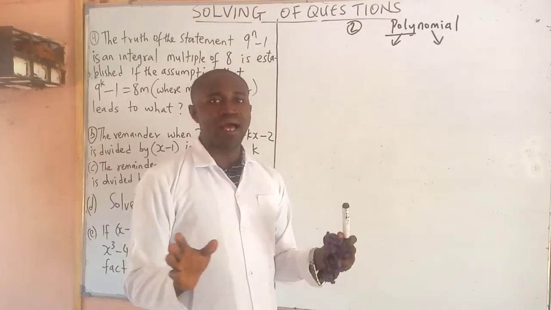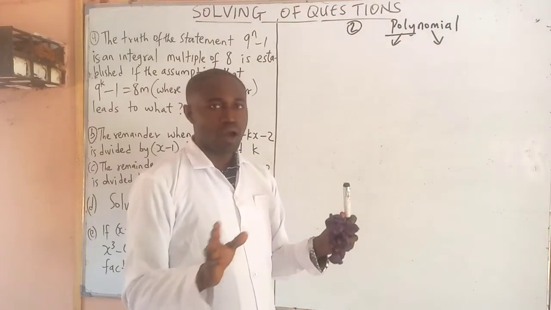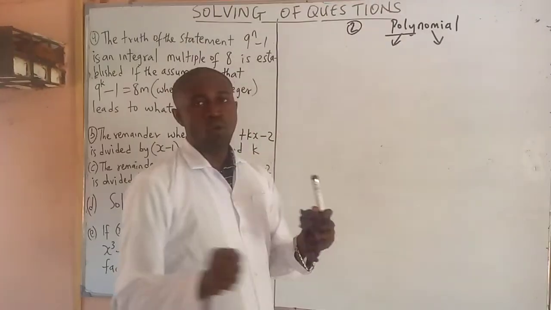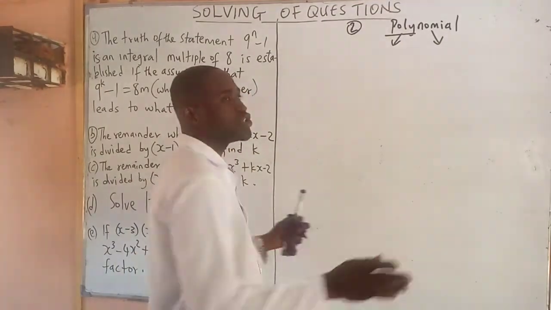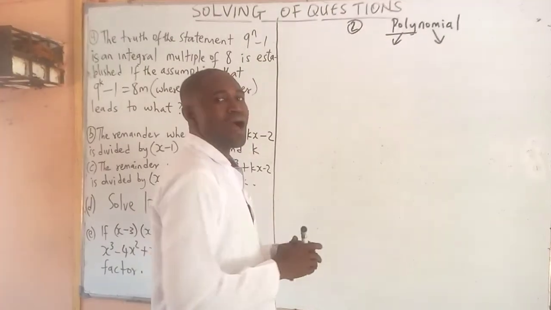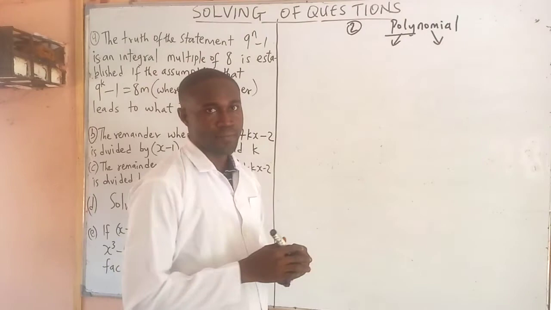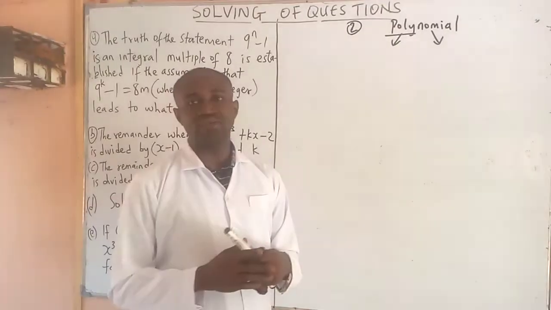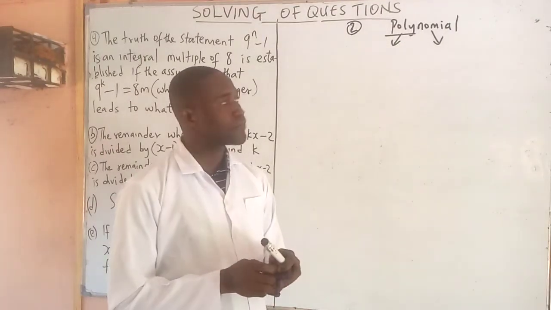In polynomial, a lot of theorems exist. One of the theorems there is factor theorem. Next one, remainder theorem and zero theorem. We will see them as we solve some questions.